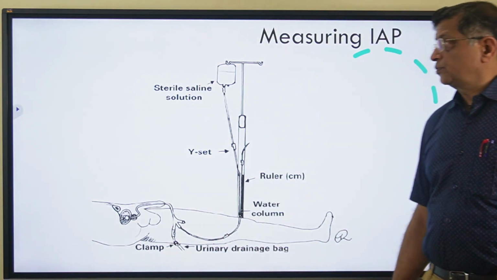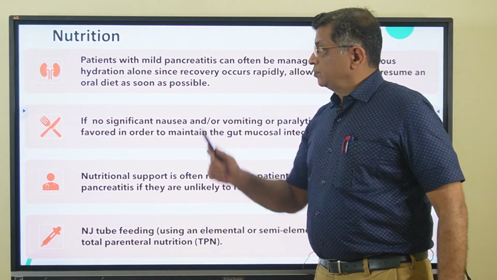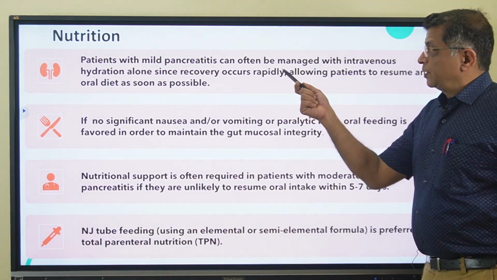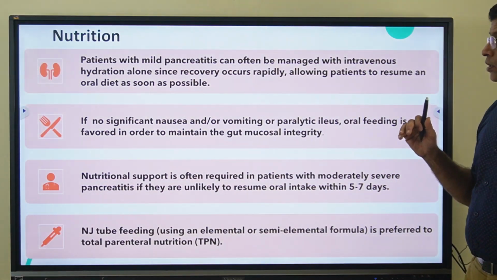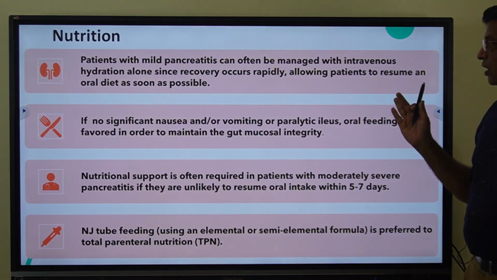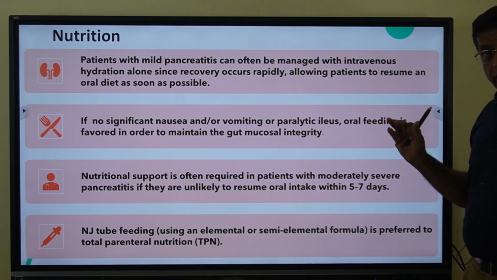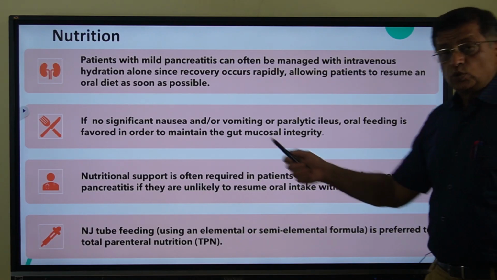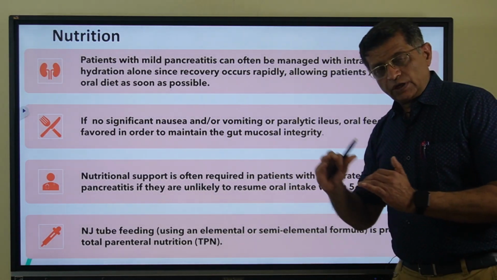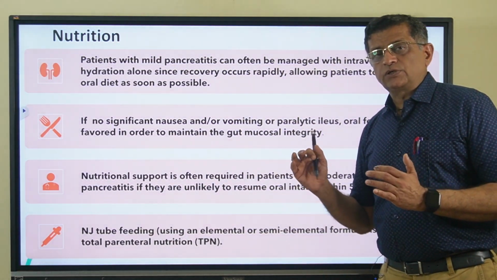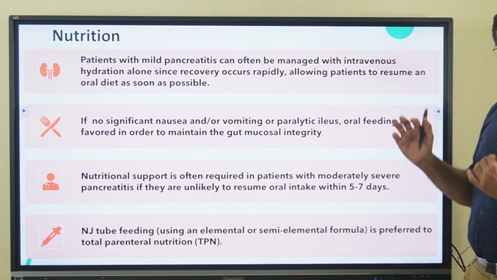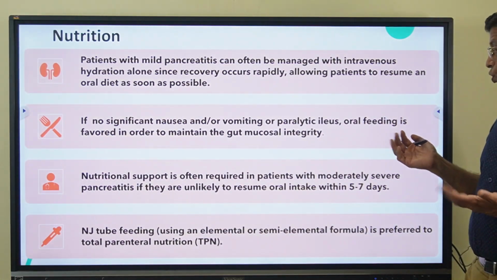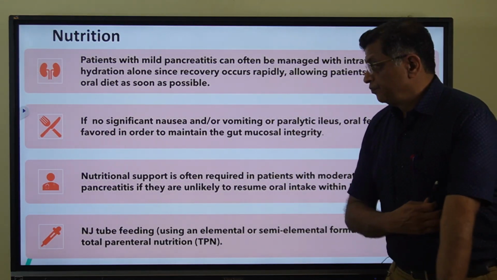Regarding nutrition, patients with mild pancreatitis can often be managed with intravenous hydration alone, since recovery occurs rapidly, allowing patients to resume oral diet as soon as possible. If there is no significant nausea and vomiting, you start with IV fluids only, and as soon as the patient becomes comfortable, doesn't have nausea, vomiting, and doesn't have paralytic ileus, bowel sounds are good, you can start oral feedings.